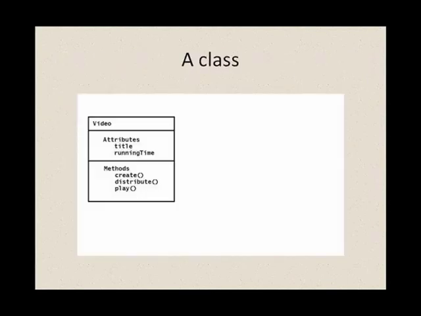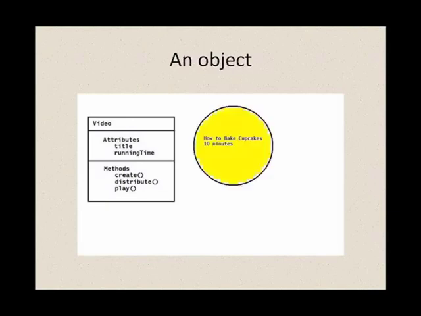Let's take a look at a class. Suppose you decide to start a business that produces videos, and you decide that the attributes of a video will include a title and a running time. You also decide that methods you'll need include methods to create, distribute, and play the videos. This is a class description. When you actually create an object, it will have a title and a running time, and it will have access to all of the methods in its class.